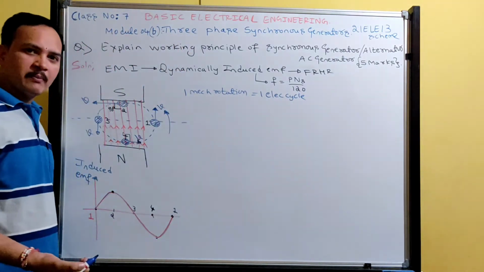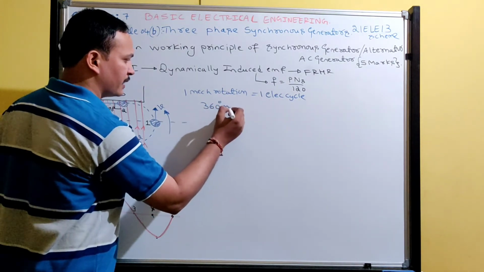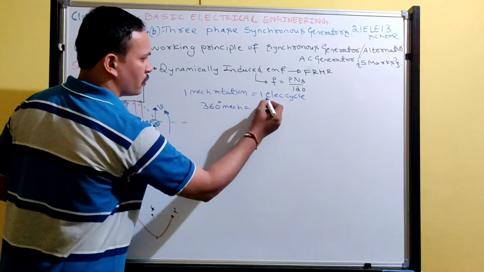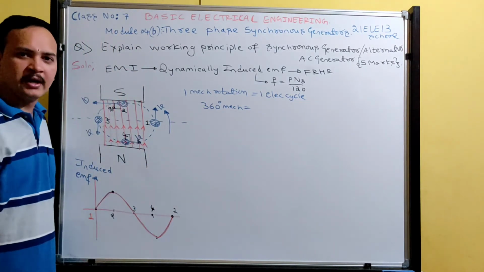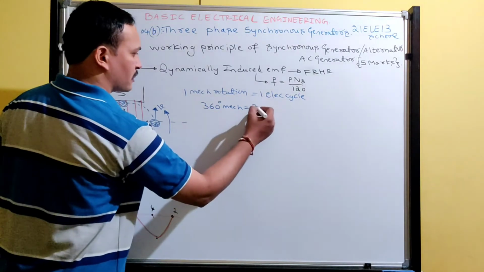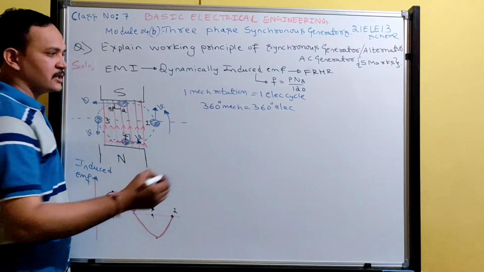What is one mechanical rotation? That is nothing but 360 degree mechanical. What is one cycle electrical? This is also 360 degree or 2 pi radians. So we can also write 360 degree electrical. So what is the concept here?